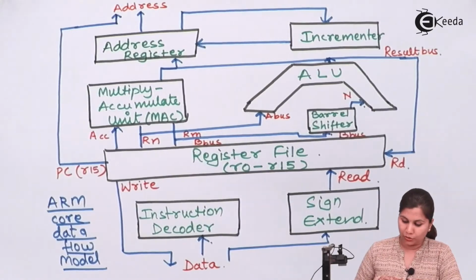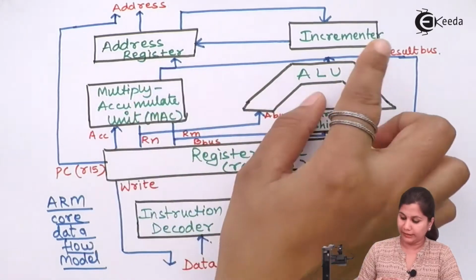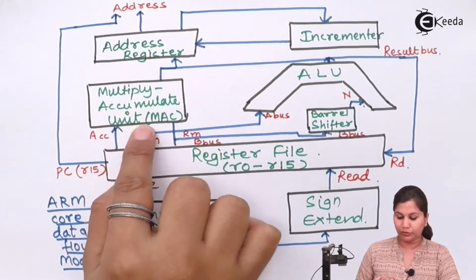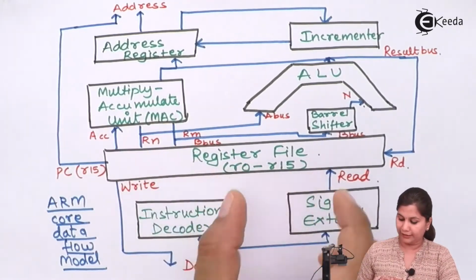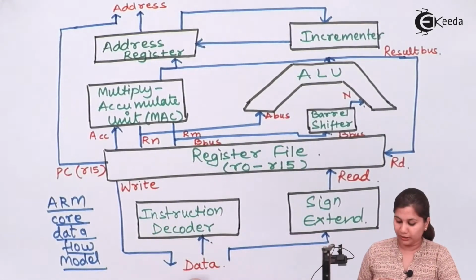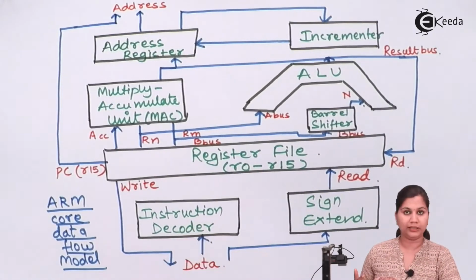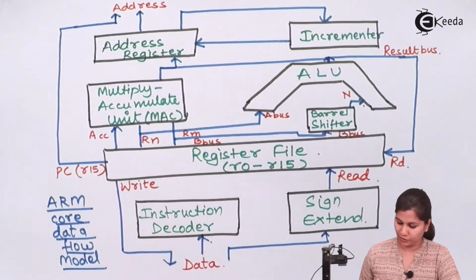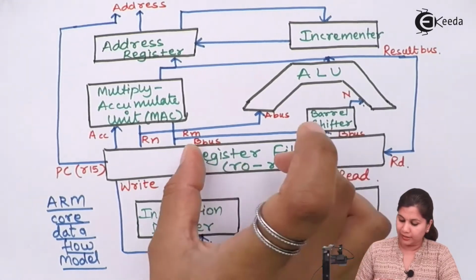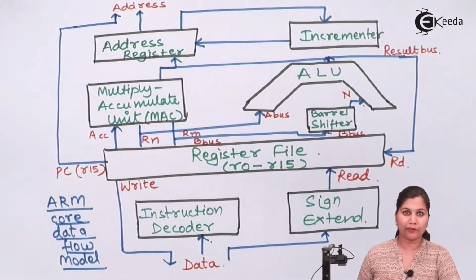In this model, you can see that we have the address register, incrementer, ALU, that is arithmetic logic unit, multiply accumulate unit, MAC, then register file, instruction decoder, and sign extend. Now this instruction decoder is going to accept the data. Then this data will be decoded, and given to this instruction decoder and also to this sign extend. Then registers are going to read this data, and then the arithmetic and logical operations are performed in it.